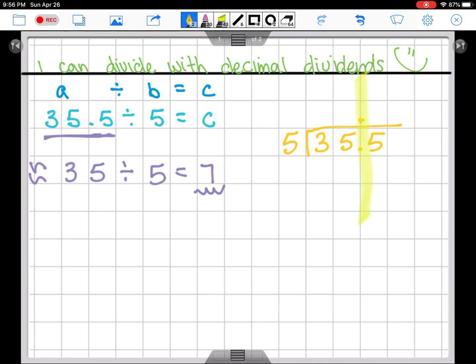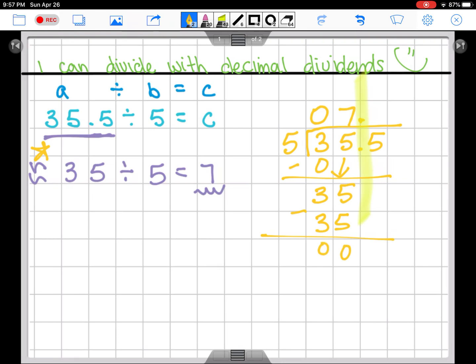5 can fit into 3 how many times? That is no times. 0 times 5 is 0. Subtract. We have 3 remaining. We drop down our 5. 5 can fit into 35 7 times. We know this. We just reviewed it right over here. 7 times 5 is 35. We'll do some subtraction and we will have nothing left.